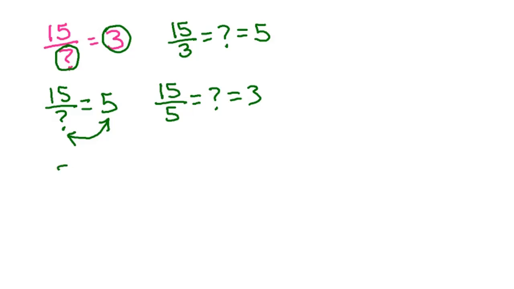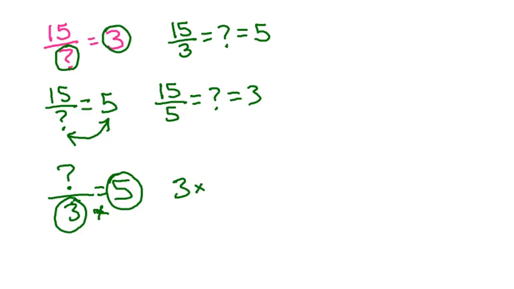Or if we have question mark divided by 3 equals 5, well, then we can take the bottom number from the division times the answer on the other side of the equal sign. We can take 3 times 5, and that's going to give us your question mark. So 3 times 5 is 15. So in this one, the question mark equals 15.